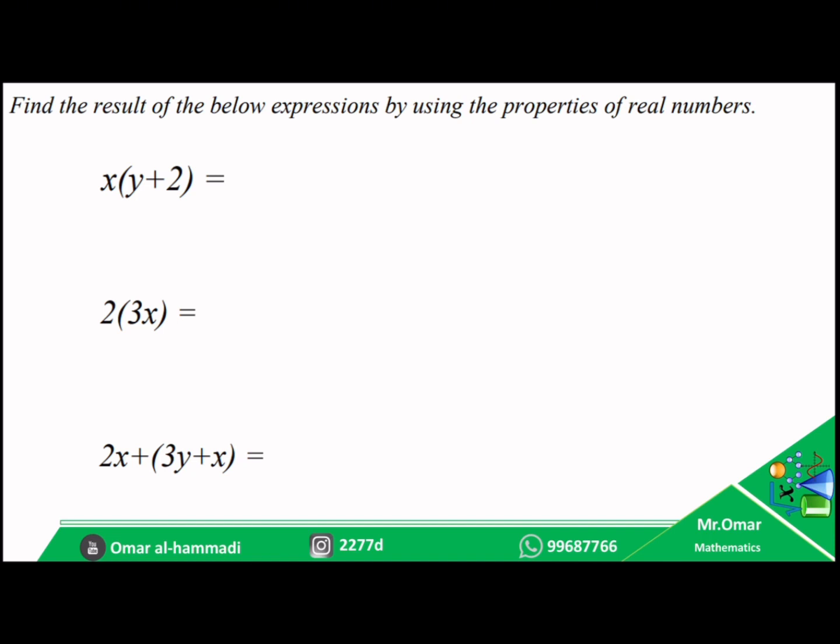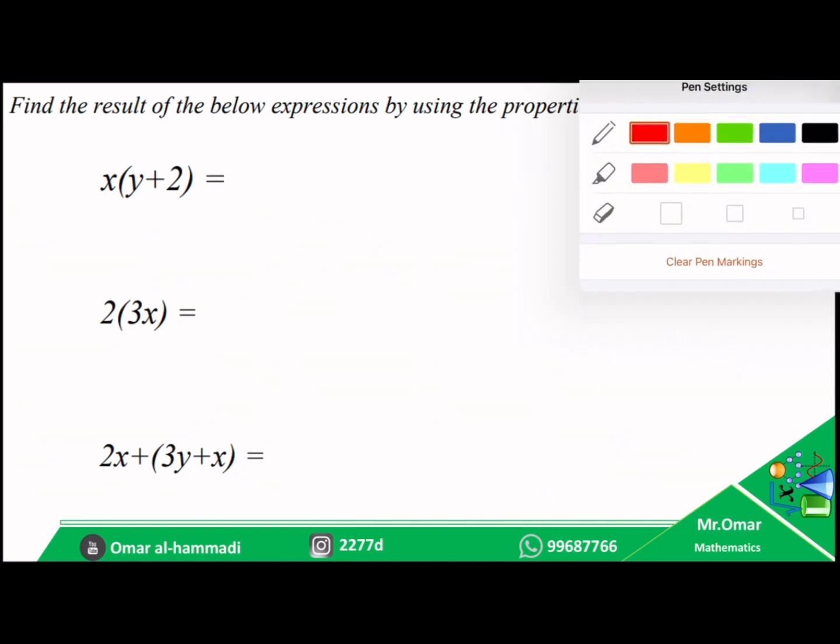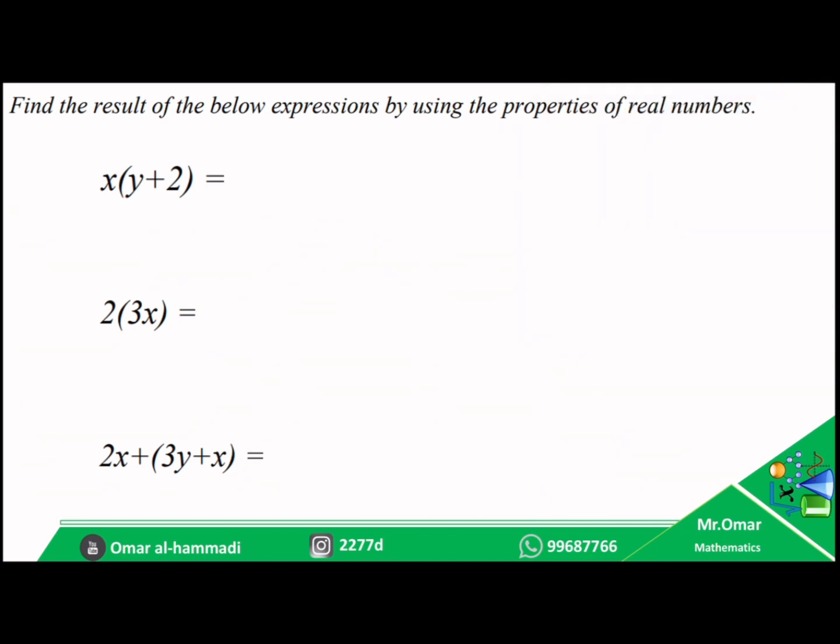Here we have the properties of what? Of real numbers. This is for the properties of the real numbers. For example, we have the example. Here we have x(y + 2) plus (y + 2). So first of all, we will multiply the outer x multiplied by y. It will give us xy. We write plus, and then x multiplied by 2, it will give us 2x.